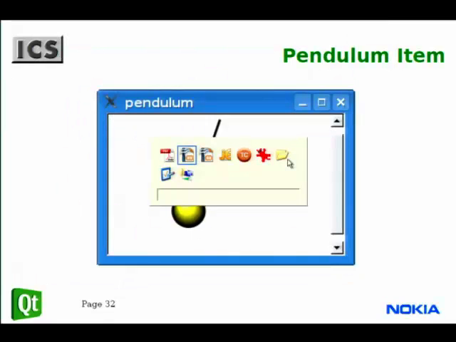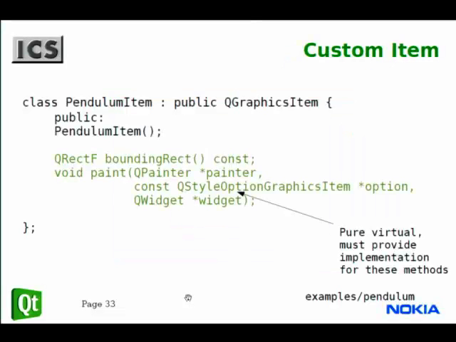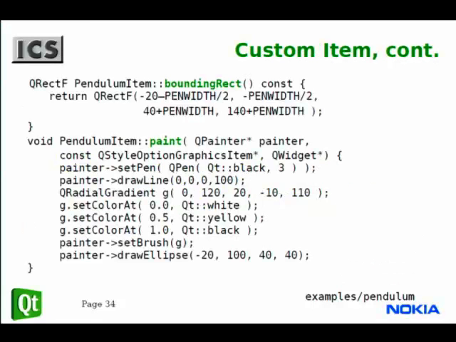So here we have a pendulum demo. It's a fairly simple item. It's just a line and a circle. There are a couple of ways that we could implement this. The first one is by deriving from QGraphicsItem, our abstract base class, and then we implement the bounding rectangle and the paint method. That's the minimum that you would need to do. And here's how we'd write it.